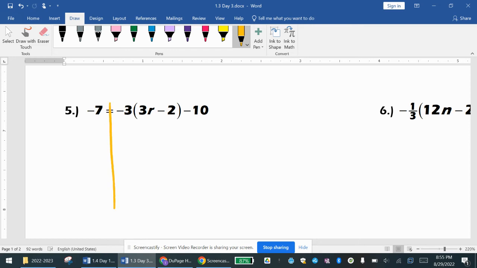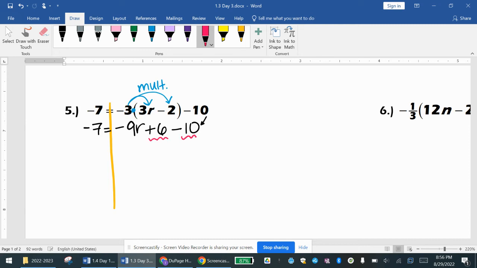Okay. So again, it looks like I have some like terms. I have a 2 and a 10. They're both just regular constants, but the -2 is inside the parentheses. So I'm going to go ahead and multiply -3 times 3r and -3 times -2. Remember, negative times negative is positive. And don't forget to bring down the 10, right? It wasn't in the parentheses, so we didn't have to distribute the -3 to it.